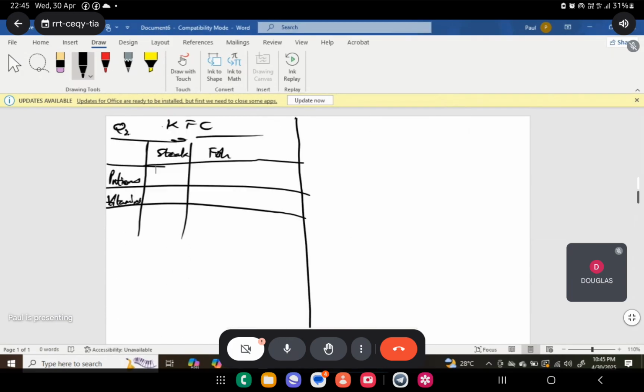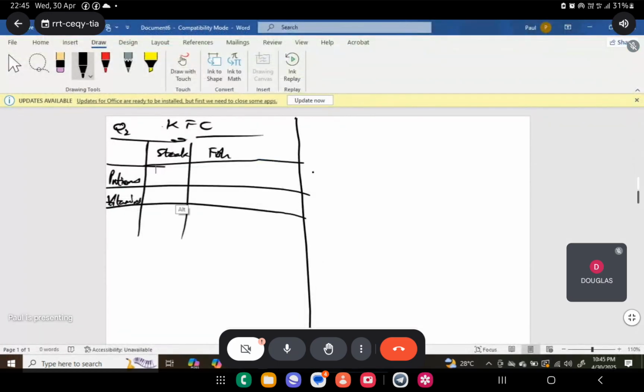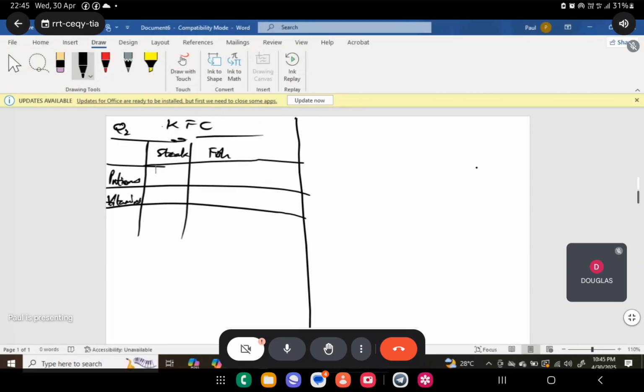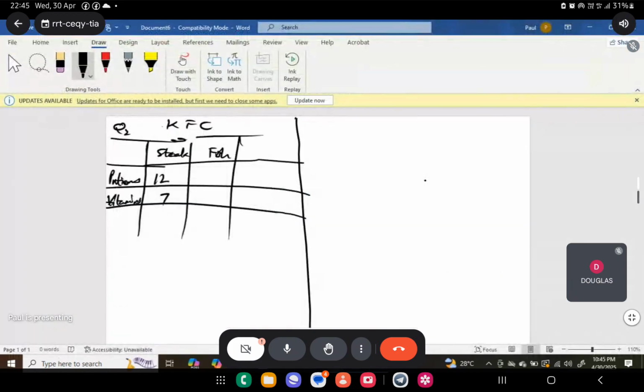Now, they make a burger from two ingredients, steak and fish. The two ingredients provide different amounts of proteins and vitamins. That's what I've illustrated on this table. Steak provides 12 units of protein and 7 units of vitamins. It is very simple. And fish provides 6 units of protein and 5 units of vitamins.